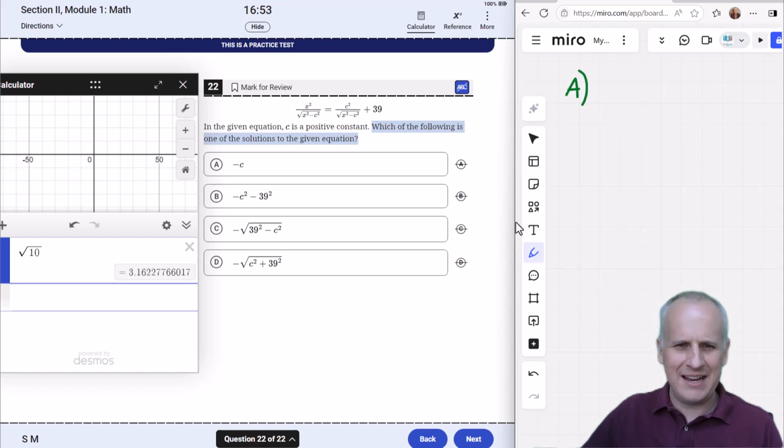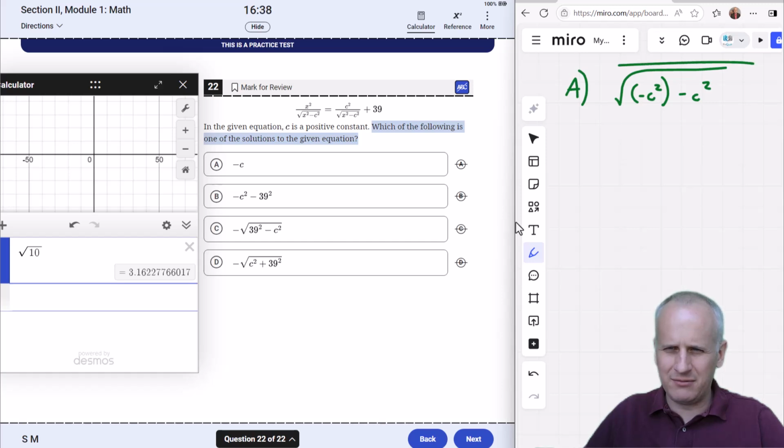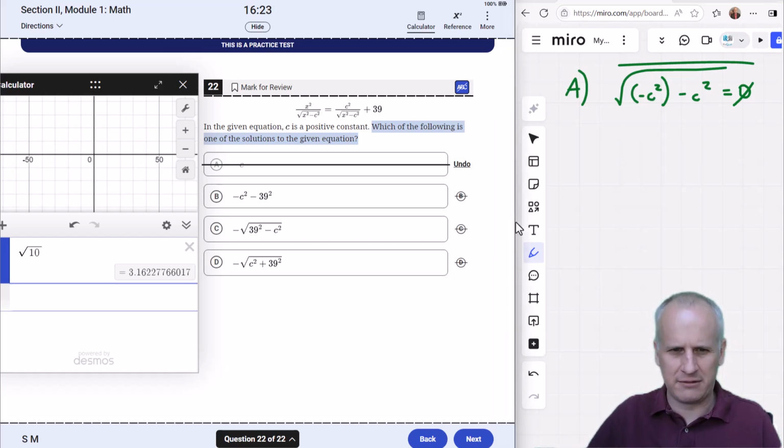So if negative c is our value, well, then we've got negative c squared minus c squared under a square root symbol as a denominator. If I've got negative c squared, that's going to become just positive c squared. If I've got c squared minus c squared, that's going to be 0. Square root of 0 is 0. I can't divide by 0. That's going to create a non-real solution, so goodbye choice A.